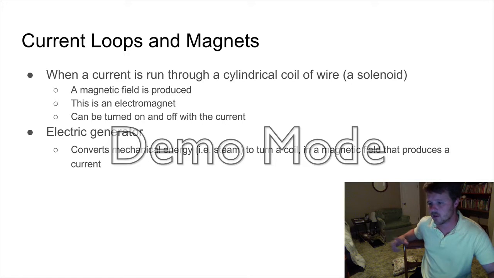So you have a switch on this current that's flowing through a wire, and you turn it off. The electromagnet's turned off. You flip the switch back on, the magnet's back on.